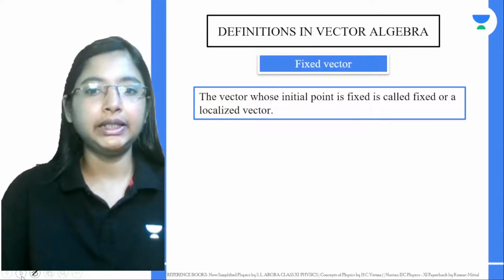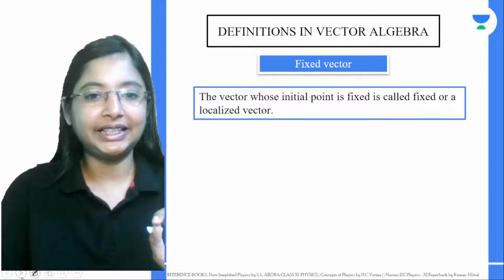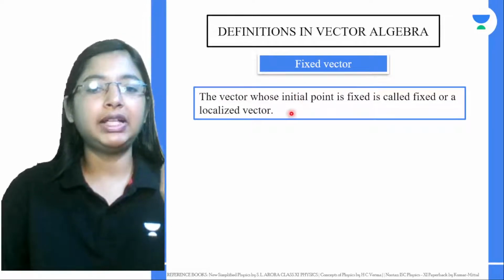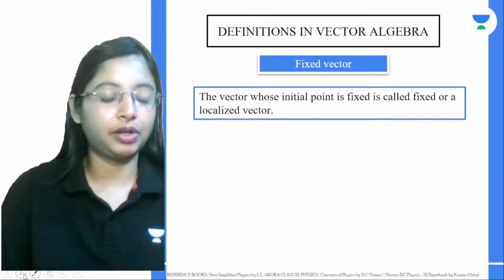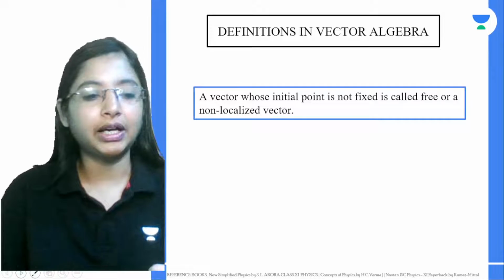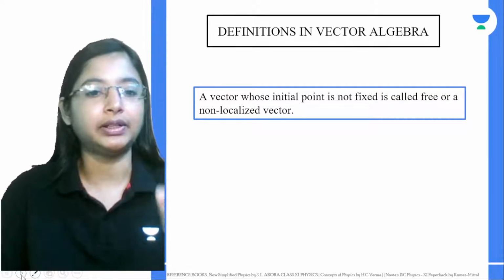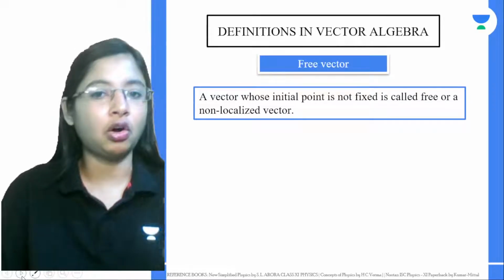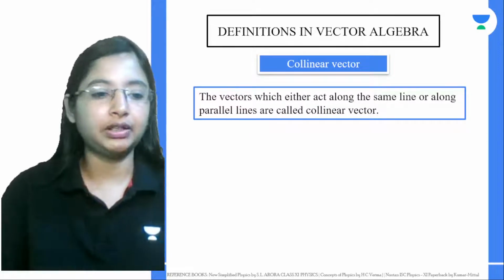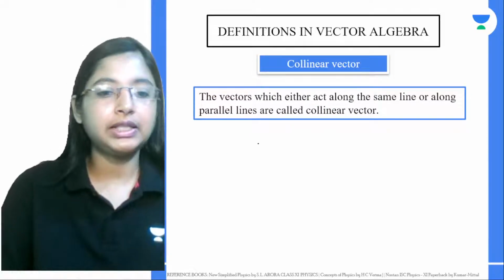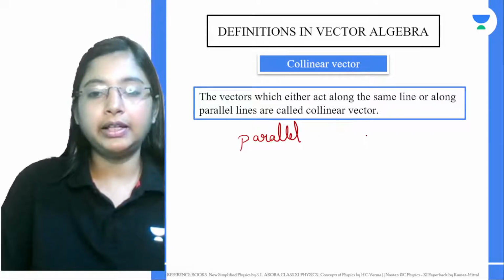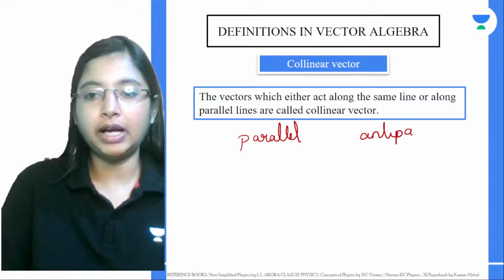Then you also have a fixed vector. In the case of a position vector, it will have an initial point. These vectors are called fixed or localized vectors. In case the vector does not have a fixed starting point, then we call it a free or non-localized vector. We also have collinear vectors. Collinear vectors are of 2 types. One is parallel or like vectors. Another one is anti-parallel or unlike vectors.